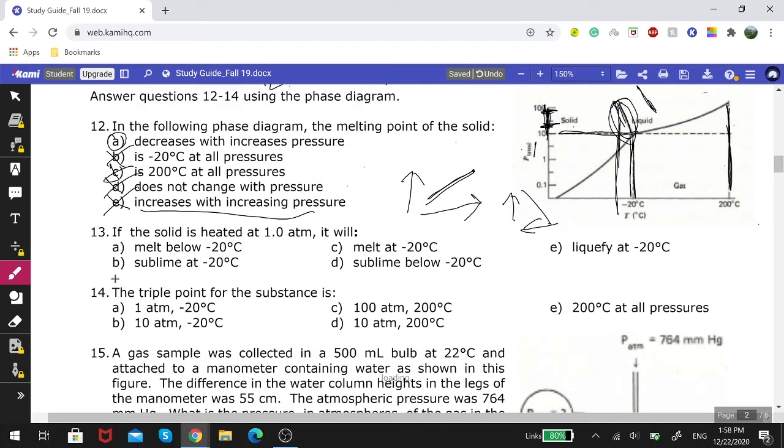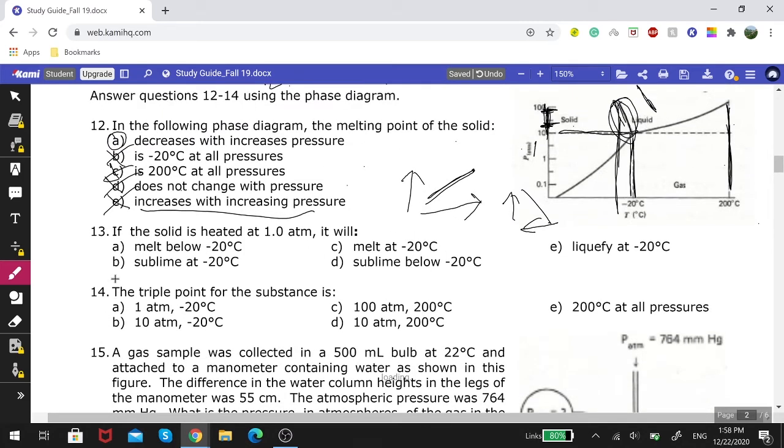Now, if the solid is heated at 1 atmosphere, so this is the atmosphere. If it is heated at 1 atmosphere, we're going to be looking at this line. It will melt below negative 20 degrees Celsius? That is not true, because the melting point is all the way up here. So at negative 20 degrees, it will not. So that's not true.